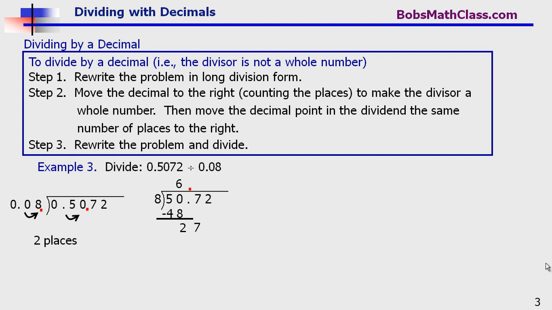8 into 27, 3 times. 24. Subtract, we get 3. Bring down the 2. 8 into 32, 4 times. Oh, there's no remainder. Well, it ended. So there's no need to put a 0 after the 2 and bring down another number. So there's our final answer, 6.34.